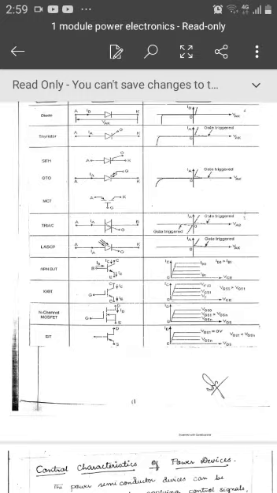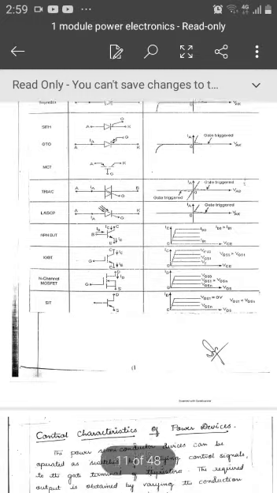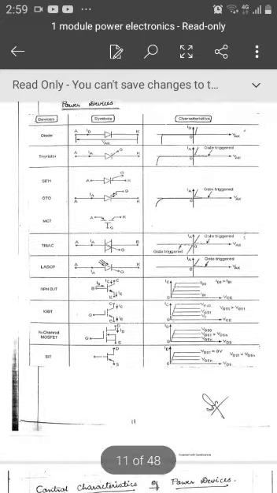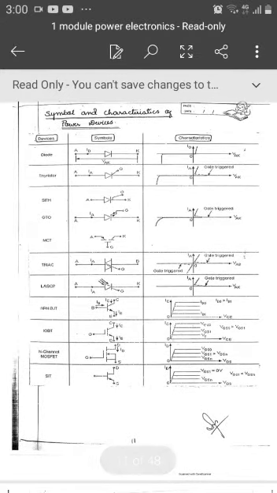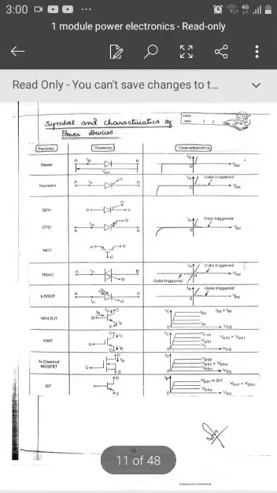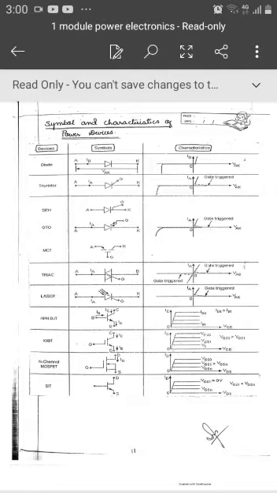Inside the SCR, the anode is made positive with respect to the cathode. This is called forward bias on SCR. A small positive voltage is applied between the gate and cathode to turn on the SCR. When the SCR is turned on, its internal drop becomes negligible, and the current flows from anode to cathode.